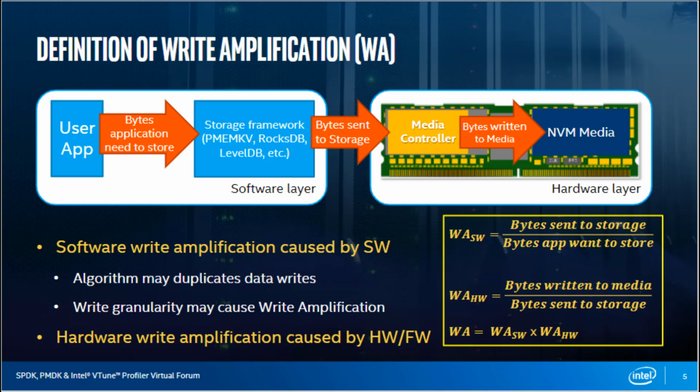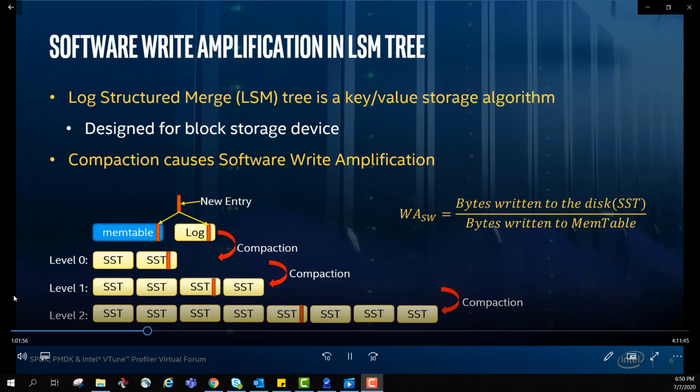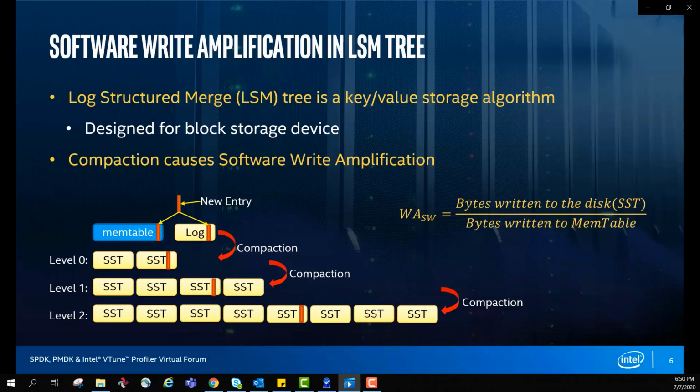So a very good example of software write amplification is the log structured merge tree. It's a very popular data structure developed for block storage devices, and it's optimized for writes. It allows you to organize a key-value storage on SSD or on hard drives, and it's optimized for this kind of device.